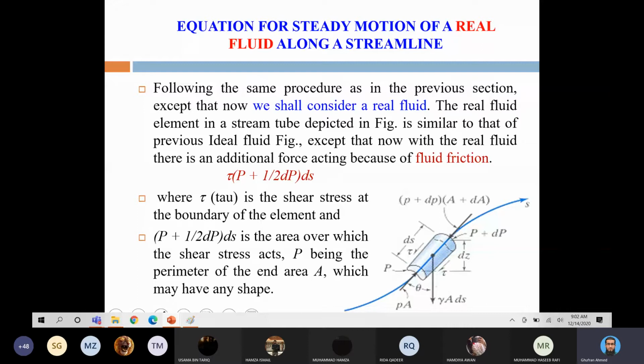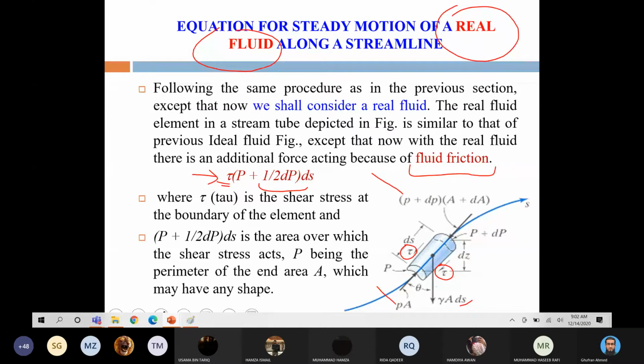The derivation is all same. You can see that the pressure, force, change in pressure, weight, etc., all same, except one thing. As this is a real fluid, there would be an effect of fluid friction. So it is represented with tau here, friction. This tau is an additional term which will be included in this particular part. And the formula for this shear stress, shear force is tau shear stress times pressure.